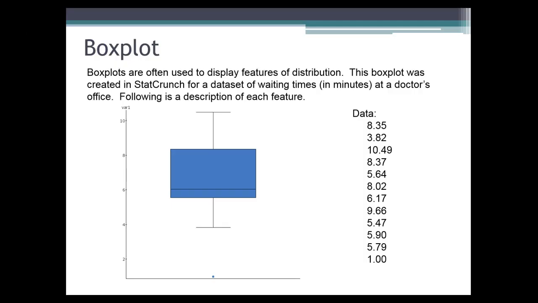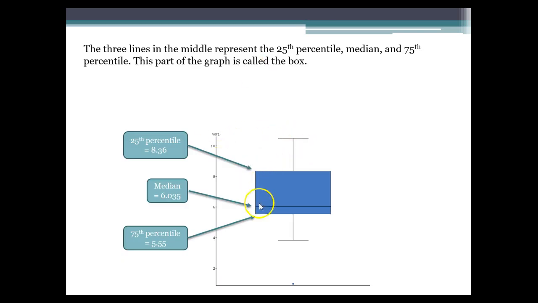So here's what this box plot tells us. We start with the box in the middle. The line in the middle of the box is the median. The two lines that make up the box are the 25th percentile and the 75th percentile. In other words, the value of the data where 25% of the data is below it, and then where 75% of the data is below it. So this box represents the middle 50% of the data. So that's the box.